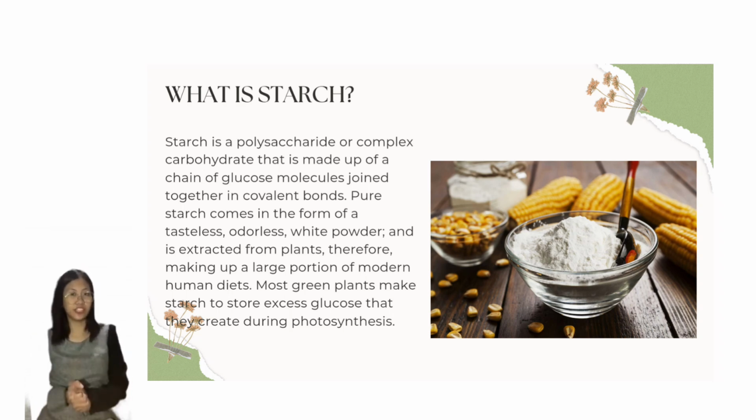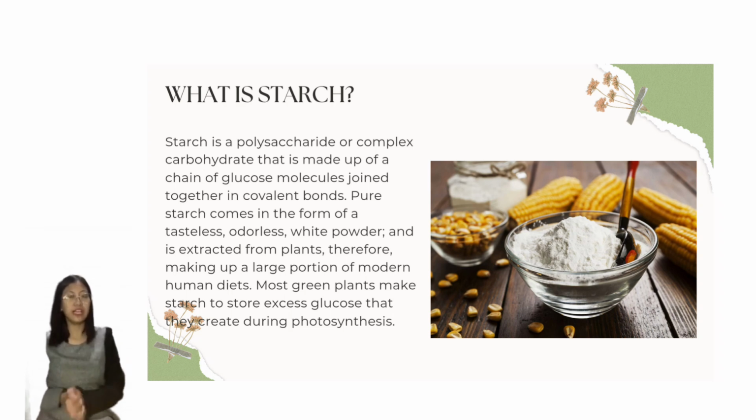What is starch? Starch is a type of carbohydrate, specifically a polysaccharide. So, what is a polysaccharide? Polysaccharide means it's made up of many sugar molecules linked together. The sugar that makes up starch is called glucose. You probably heard about glucose. Glucose is the main type of sugar your body uses for energy.